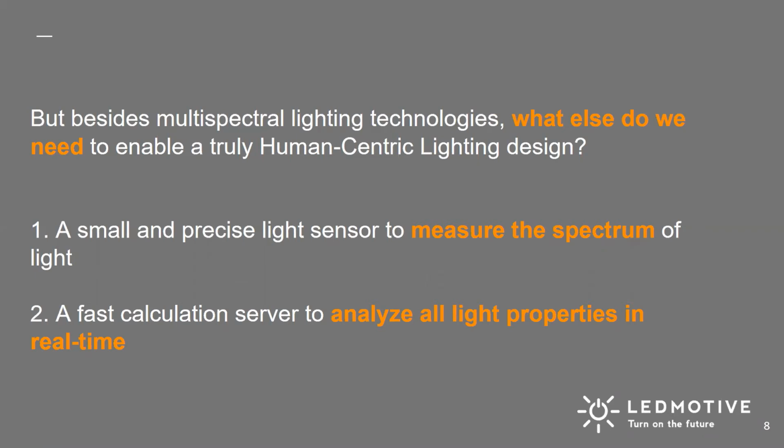But besides this, what else is needed? I can think of at least two more things needed. One is a small and precise light sensor to measure the spectrum of light, and the other is a fast calculation server to analyze all light properties in real time. And let's take a close look.